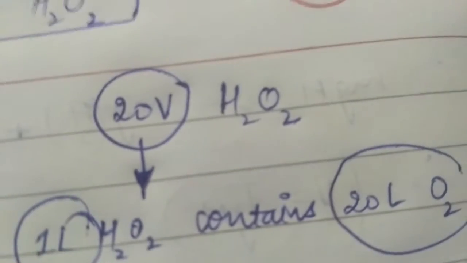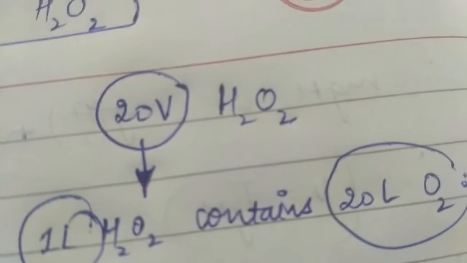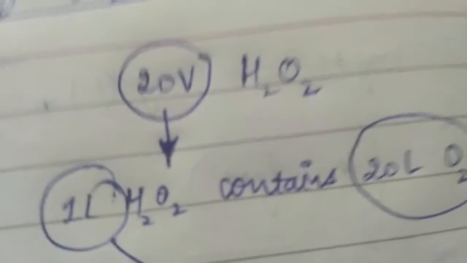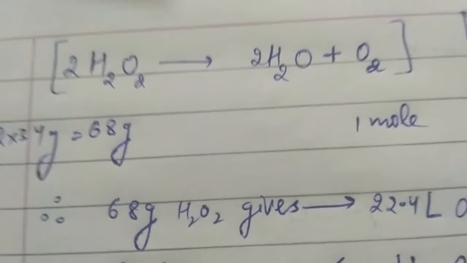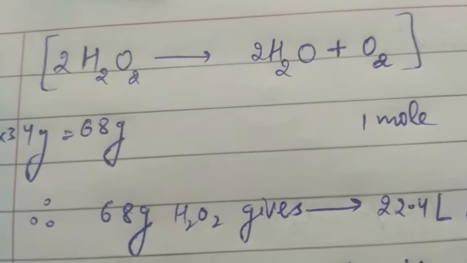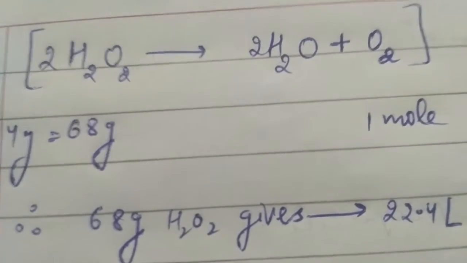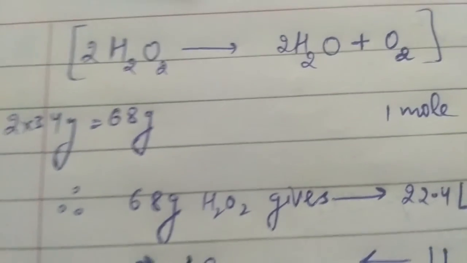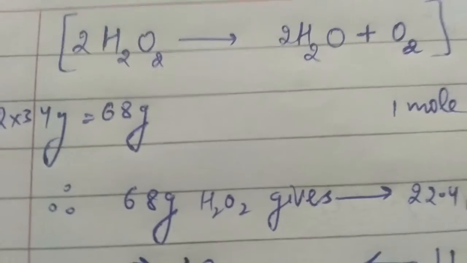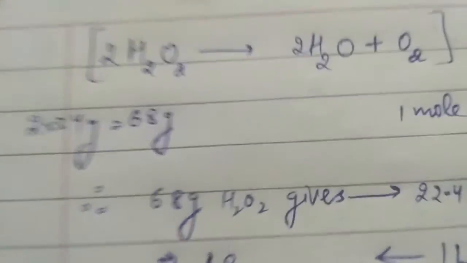Now we have to find the strength of this 20 volume of H2O2. I have written this down beforehand so it will be easier for you to understand. First we will understand the decomposition of H2O2. It will decompose to give H2O and O2, and while balancing, I will balance it by writing 2 before H2O2 and 2 before H2O also.